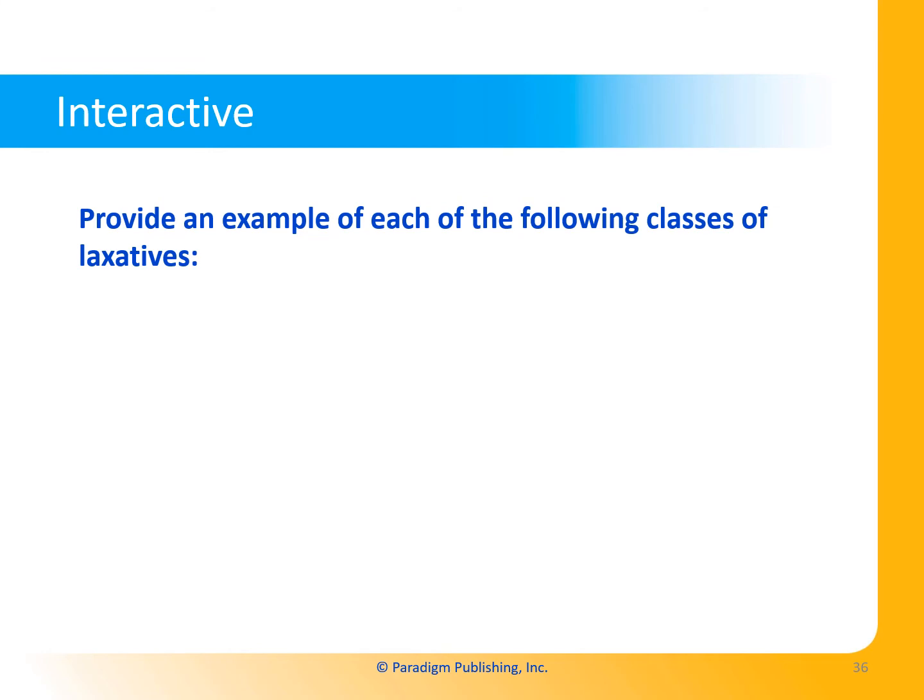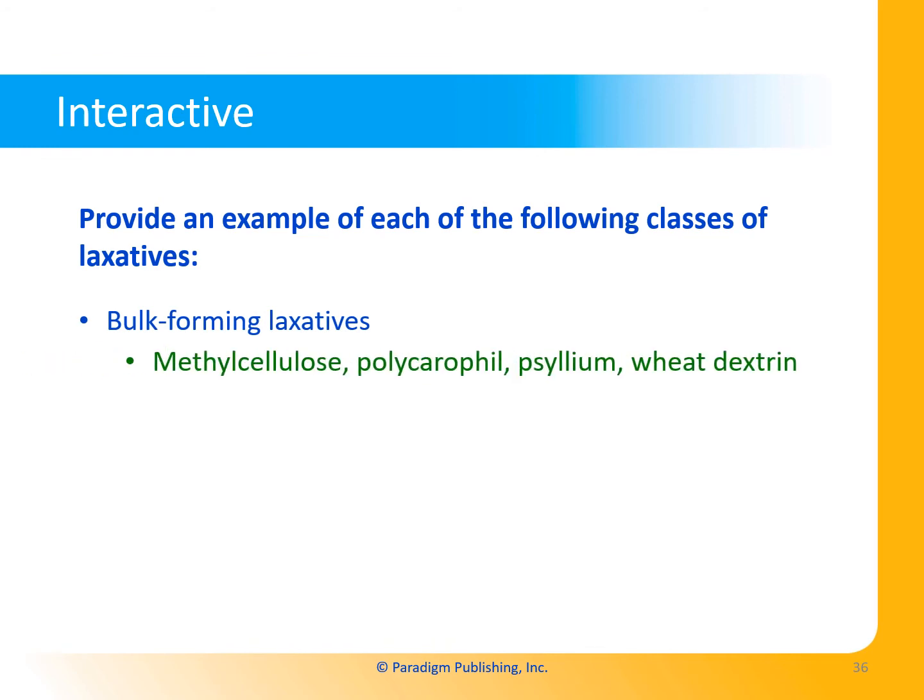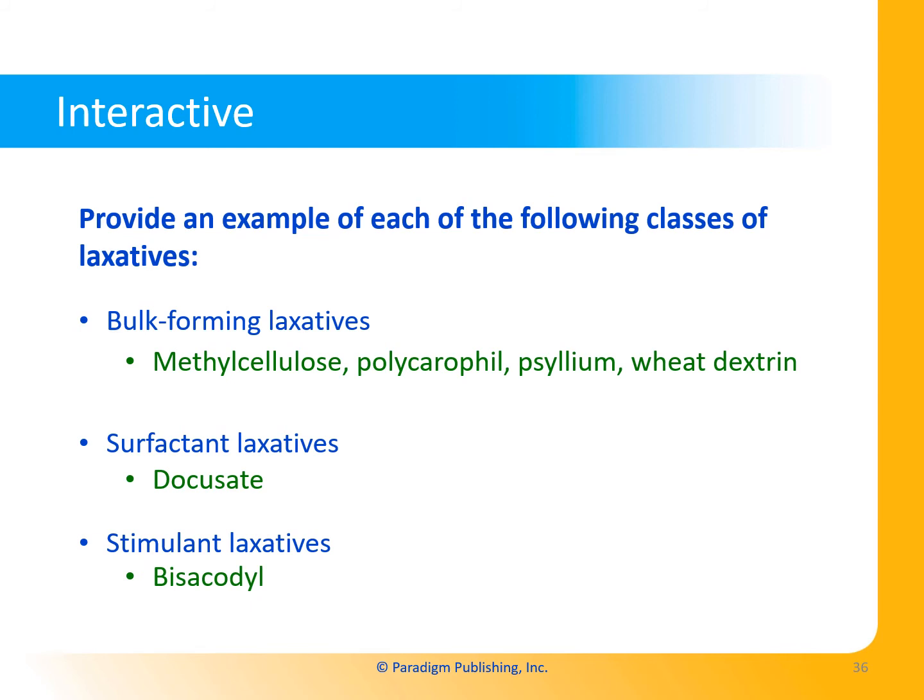So to recap, provide an example of each of the following classes of laxatives. We have the bulk-forming laxatives, so it's methylcellulose, which would be like Metamucil and things like that, the Benefiber. Then the surfactant laxatives, docusate, and stimulant laxatives, bisacodyl.